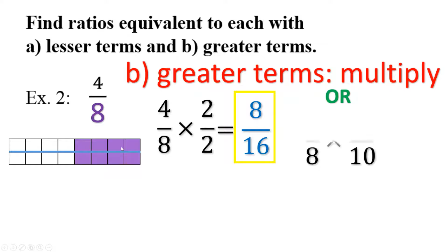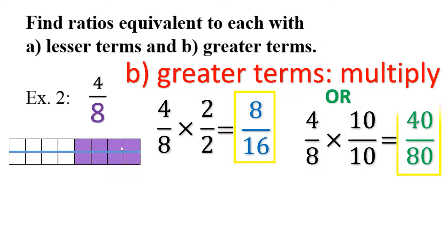You could also multiply by 10 and get 40 out of 80, and you could really multiply by any number. As long as you do the same number to the numerator and the denominator, it will be accurate.